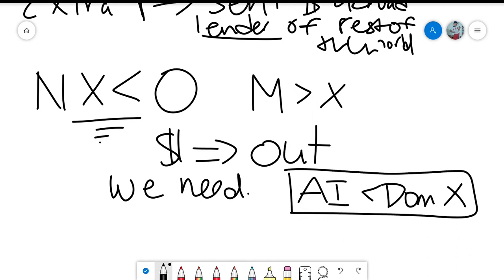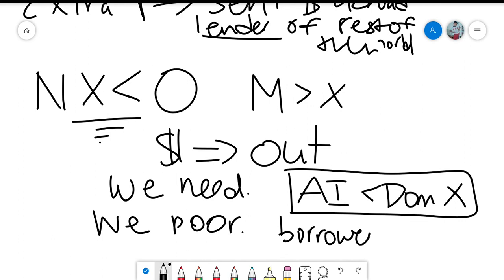And if income is less than domestic expenditure, we're like, oh no, we have no money, we're poor. Now where do we get the money from? We borrow money from the rest of the world, so we're a net borrower from the rest of the world, and our domestic economic investment is financed by national savings and international savings.